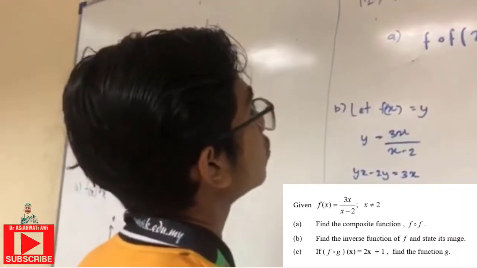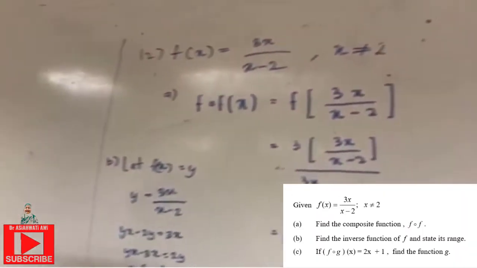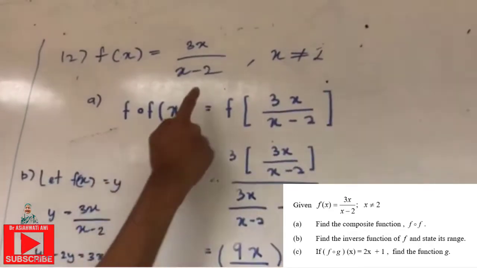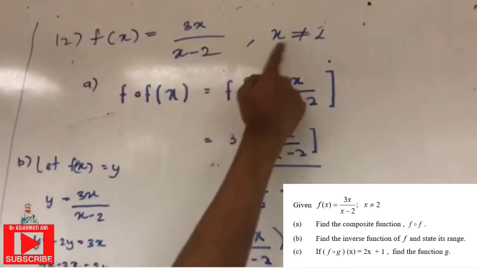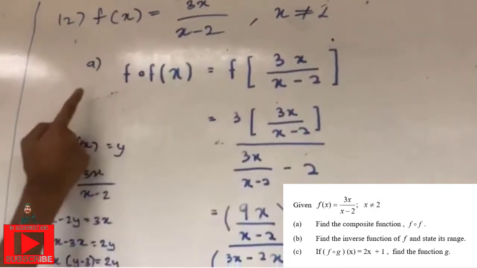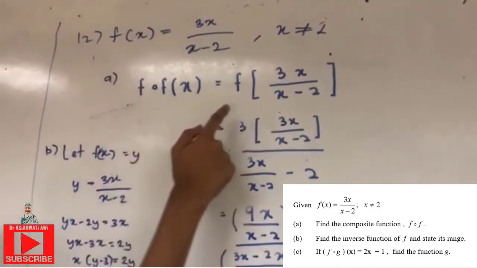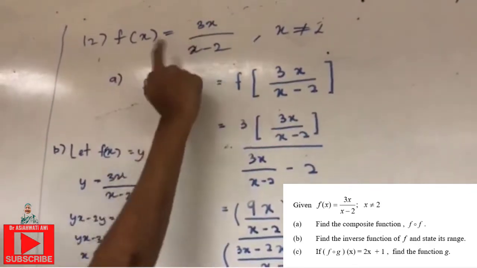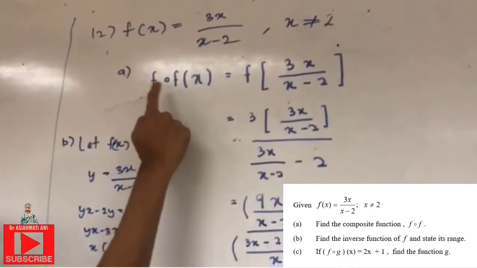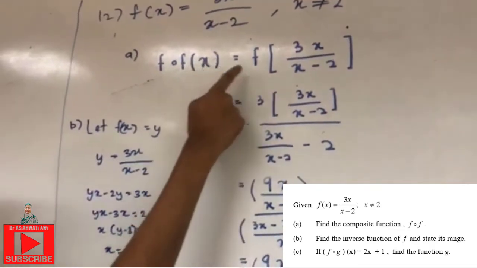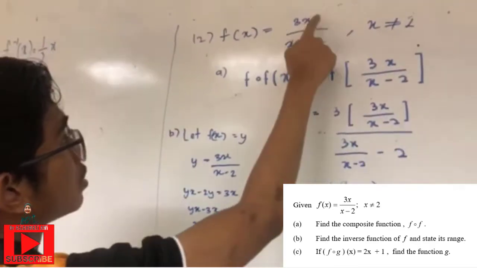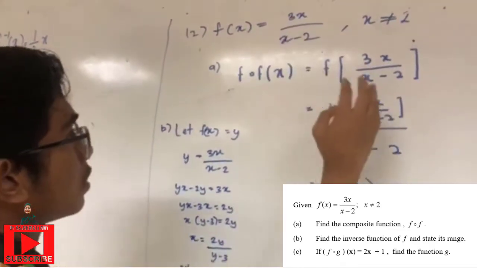That's all. Thank you. 12 dia bagi function f(x) sama dengan 3x over x tolak 2, tapi x tak ada sama dengan 2. So first question dia suruh cari composite f(f(x)). So first step kita nak import function dia dah bagi dah f(x) tu, berarti dia f of f function x tau. So kita tinggal substitute yang ni, f(x) ni dalam f(x) juga.